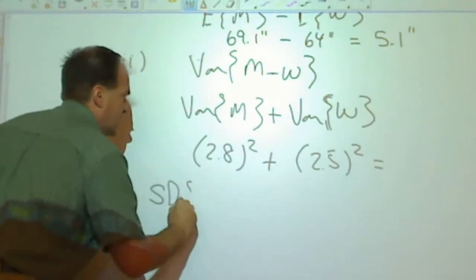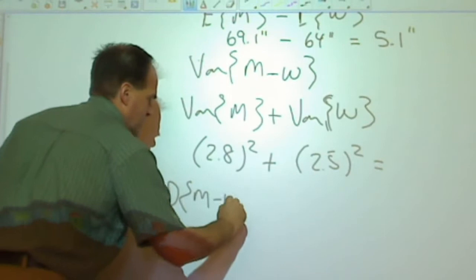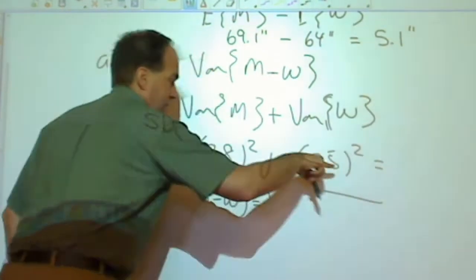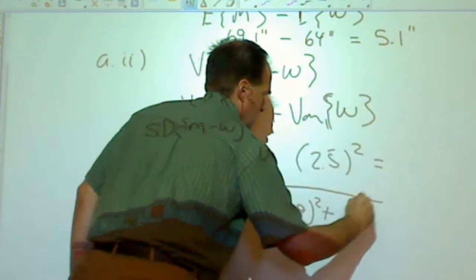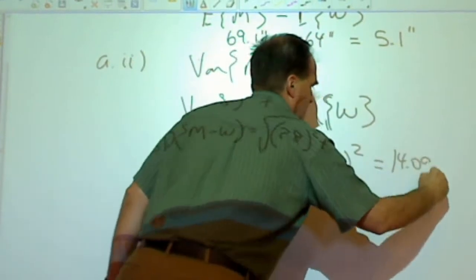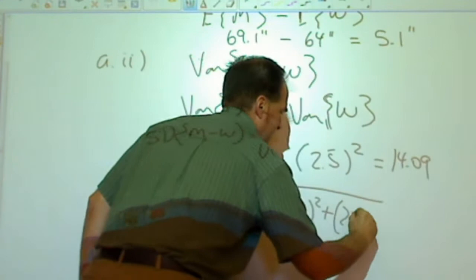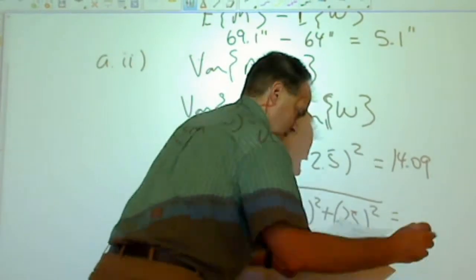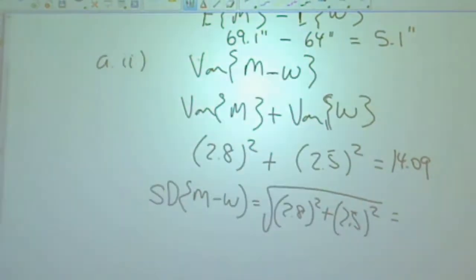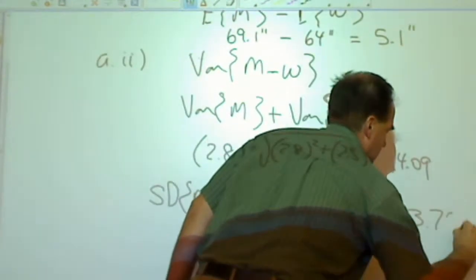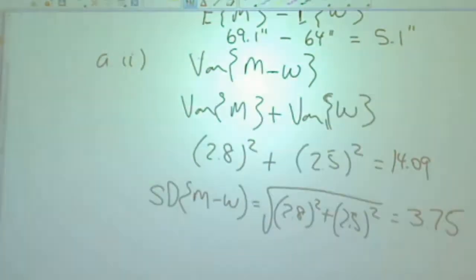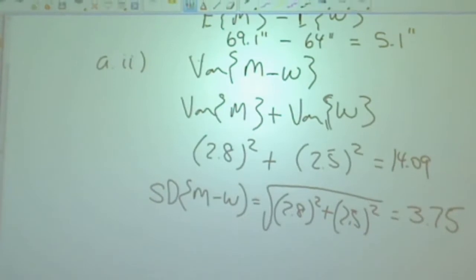Standard deviation, men minus women, is the square root of these two. Somebody do the math on that so we can get it. Thank you. I don't have that calculator. And then I got 3.75. Yep, 3.75. That's what I got. Okay. Is this making sense?